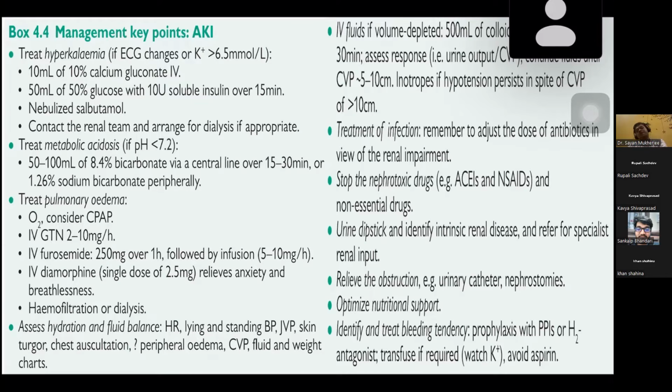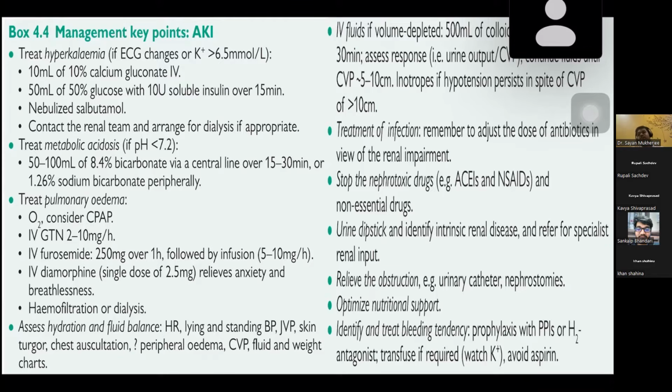And then salbutamol is a beta-2 agonist, which you must be familiar with, it's used in asthma. It also has the same action as insulin. It promotes the movement of potassium into the cells. So yeah, it's also used in hyperkalemia. Apart from that, if the patient has metabolic acidosis, you can give 8.4% bicarbonate.